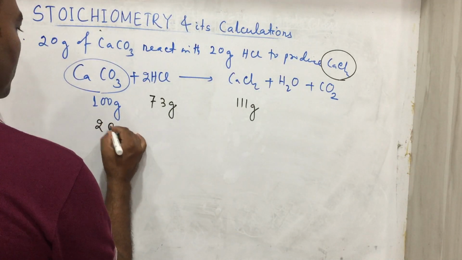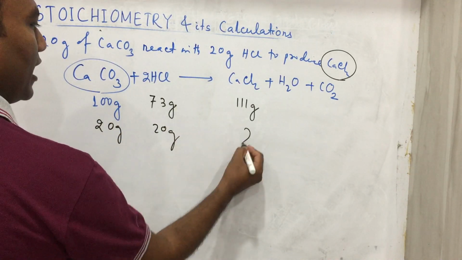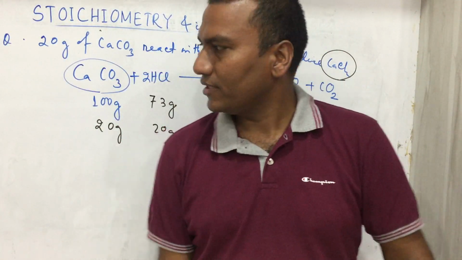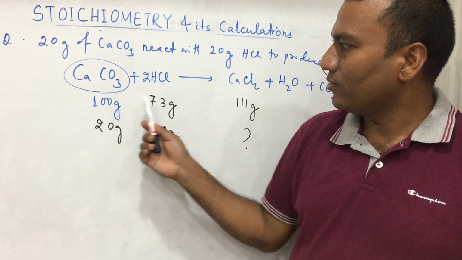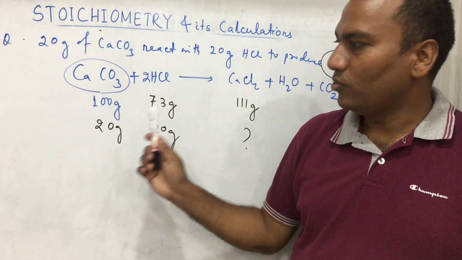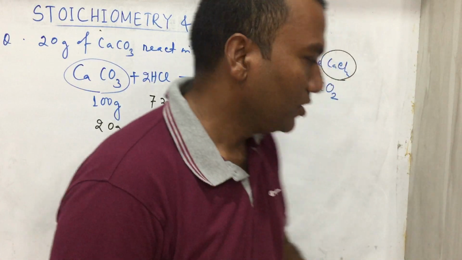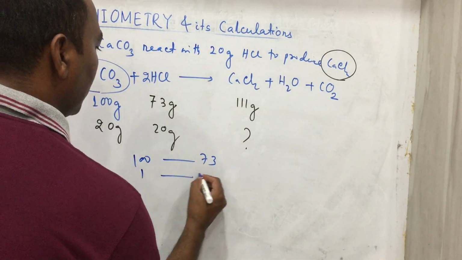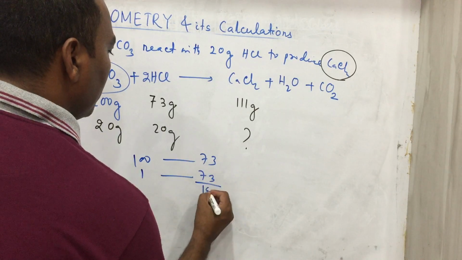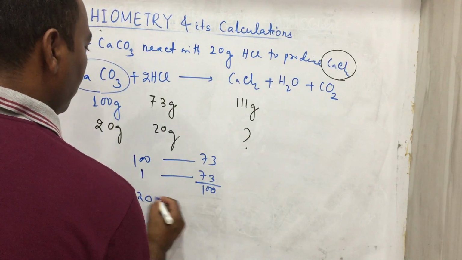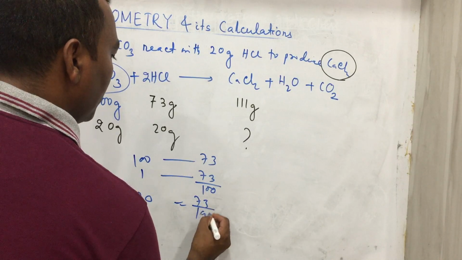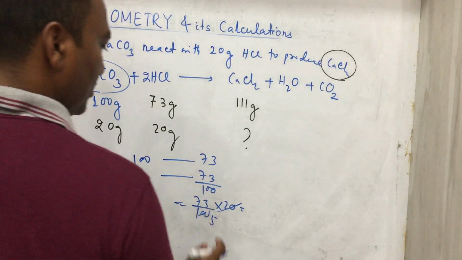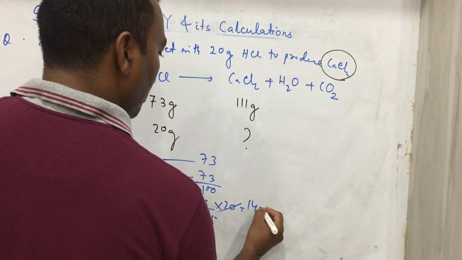Data given: this is 20 gram, this is 20 gram. How much CaCl2 is produced? Which one is the limiting reagent? Same format. When it is 100 gram, 73 gram is required. When it is 1 gram, how much? 1 gram, 73 by 100. 20 gram, 73 by 100 into 20. 20, 5 fives are 100, so 73 by 5, 14.6 gram.